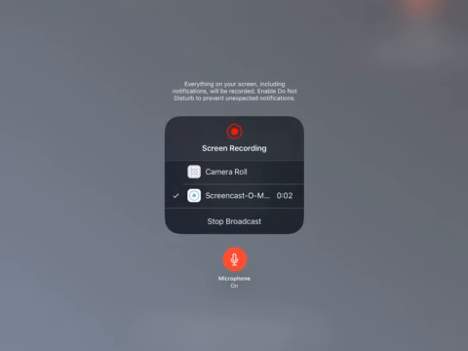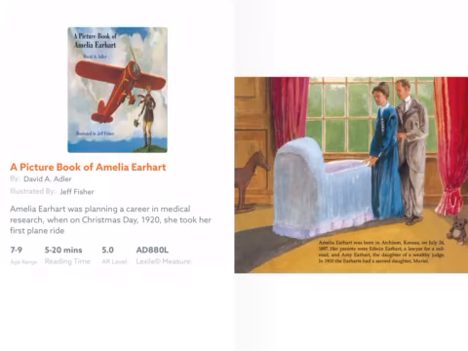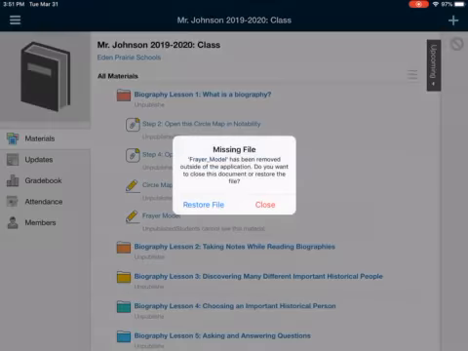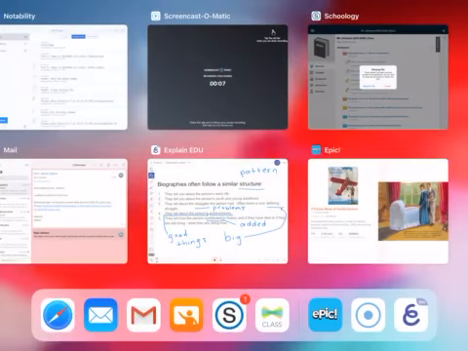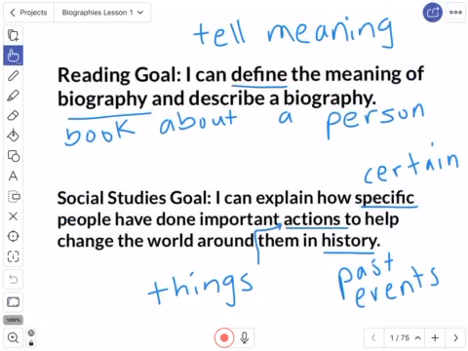Okay, we're back for our next two parts. One of those parts that we're going to be doing is we're going to read a picture book of Amelia Earhart, and we are going to be continuing to try to define and explain what a biography is. So we're defining and explaining or describing a biography.